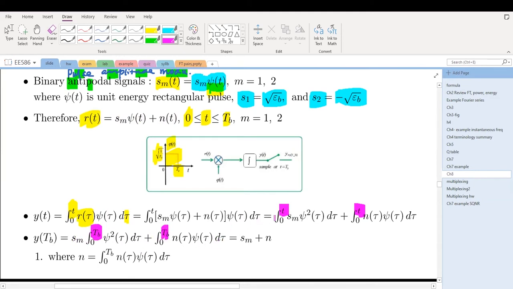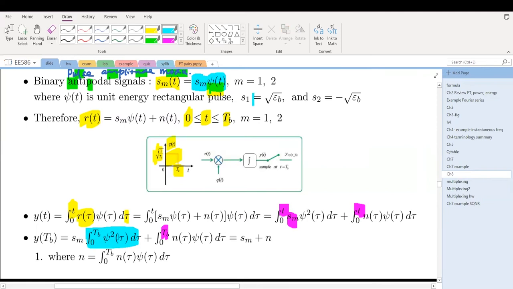And if we look at this, Sm is a constant because it is not a function of time. That's the coefficient for the geometric representation here. That's S1, this is S2. So we take Sm out. M equals 1 or 2. Now this integral from 0 to Tb of psi squared is the energy of the base function. We have Sm because of the unit energy content in the base function.